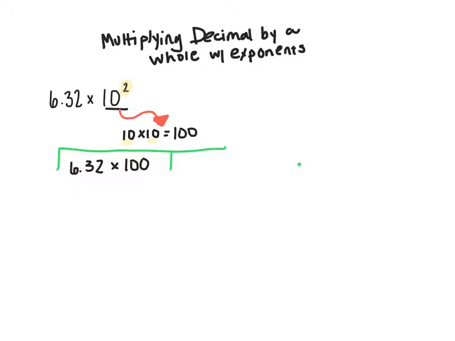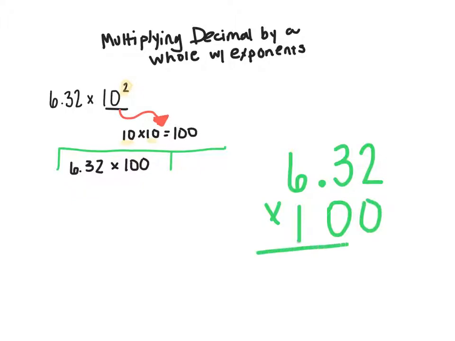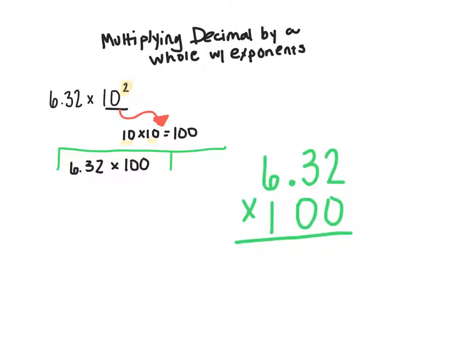Because I am multiplying a decimal times a whole number, I no longer have to line up my decimals. That's only for addition and subtraction of decimals. With the multiplication of a decimal and a whole number, I simply have to line up the numbers. So I will go ahead and do that, lining up my numbers for the standard algorithm.